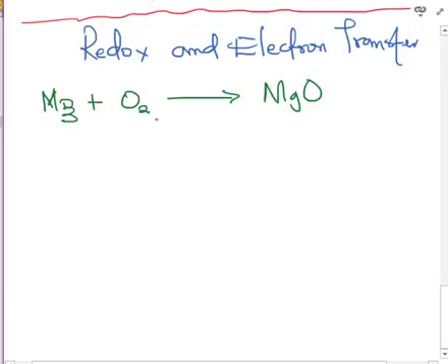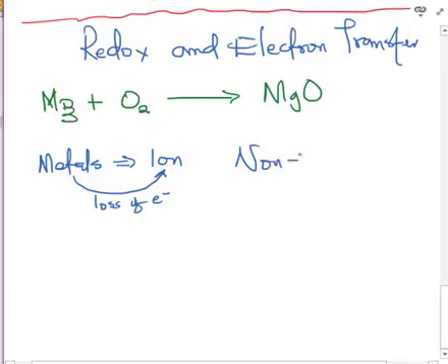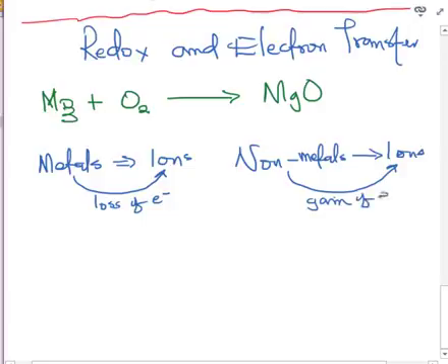So now we want to explain this in terms of electron transfer. So we look at it from the side of metal and non-metal. That's the easiest way. So remember, have this at the back of your mind: when a metal goes to ion, the metal loses electrons, loss of electrons. For non-metals to become ions, they have to gain electrons, gain of electrons. And our representative metal here is magnesium.